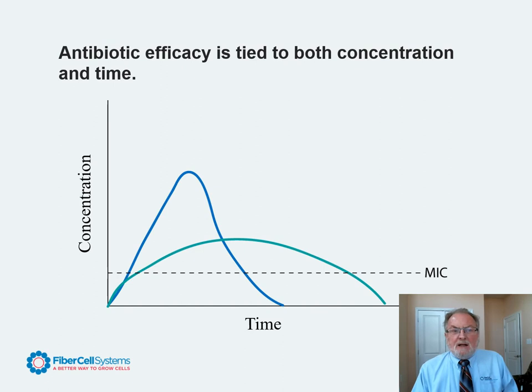We know that antibiotic efficacy is tied to both concentration and time. So here we can just pretend that the area underneath the curve for these two antibiotics is the same, but the amount of time spent above the minimal inhibitory concentration is very different for these two compounds.